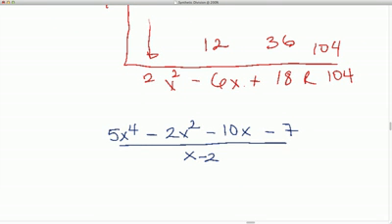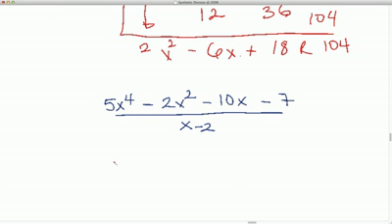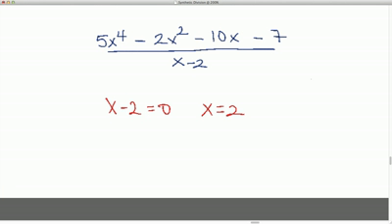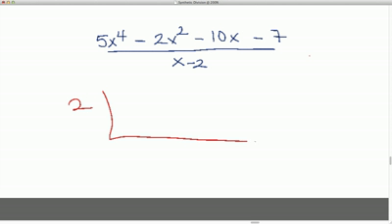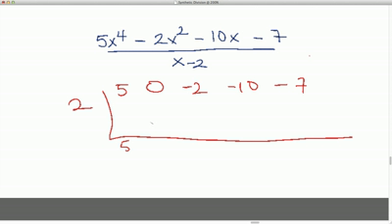Let's try this one. Hopefully this one works a little bit neater. If we set it equal to 0, and then you put the coefficients up. So what I'm going to do, we know it's going to be x equals 2, right? So we put the 2 out front, write down the coefficients. Here we do have some powers that are missing. We have 0 for the cubed, minus 2, minus 10. And then 7 for the constants.